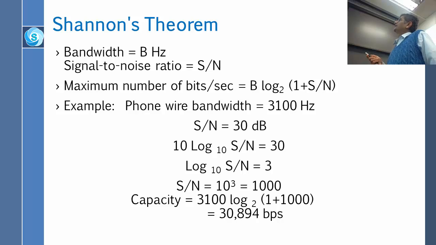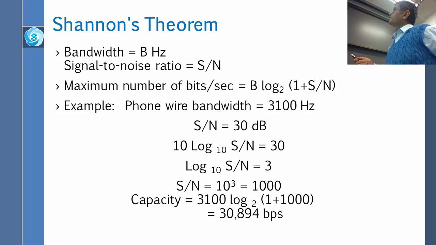So here's an example. Let's say a phone wire. Now the phone wire that we use for phones is really a poor wire. It was designed in very old days, and it has a frequency limit of 3100 hertz, okay, 3.1 kilohertz or 4 kilohertz at most. If you send any more than that, it cannot take it. So 3100 hertz is the phone wire bandwidth.